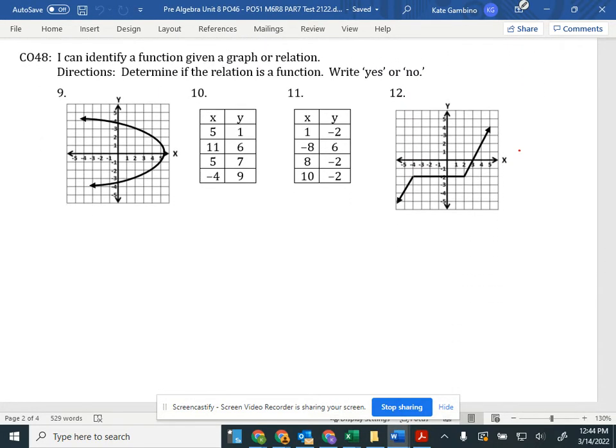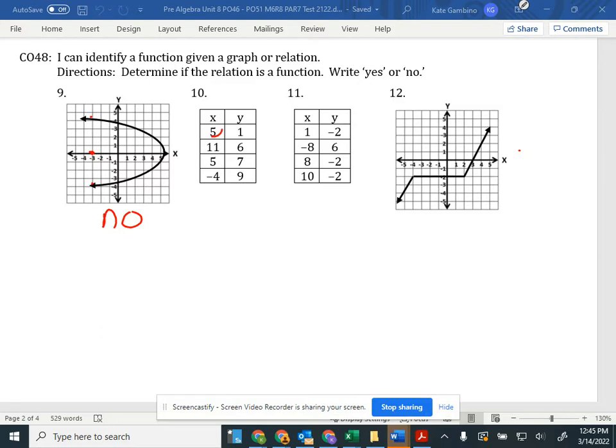CO48. I can identify a function given a graph or relation. So we had to determine if it was a function, yes or no. Is it a function? Remember, for one x, there can only be one y. For this one, -3 is my x, has 2 different y's. So that is a no.